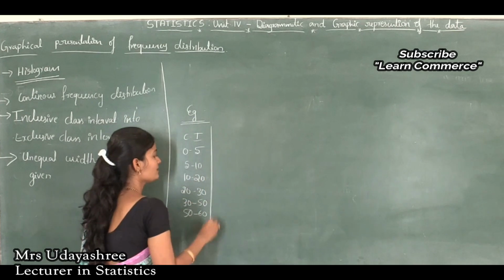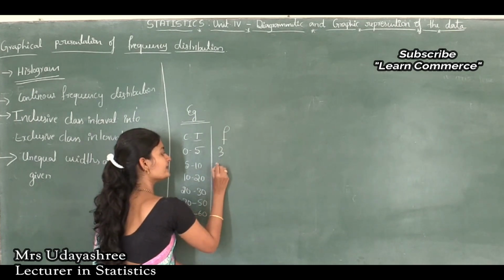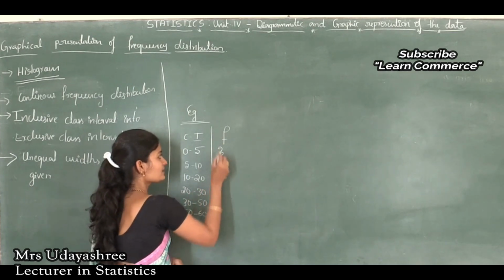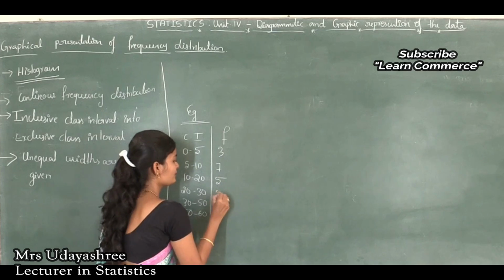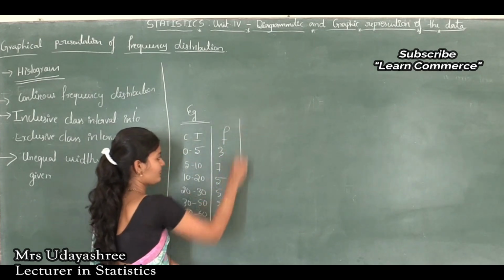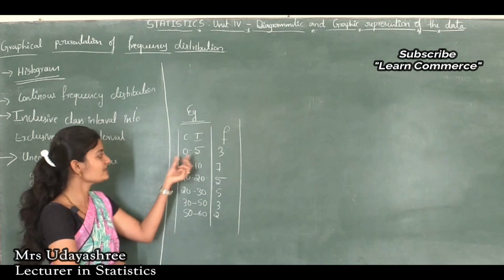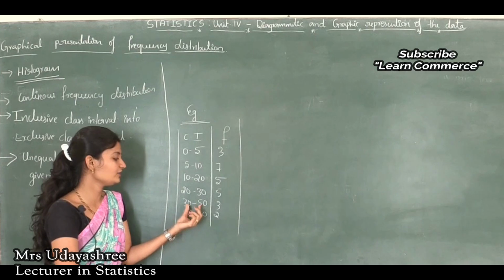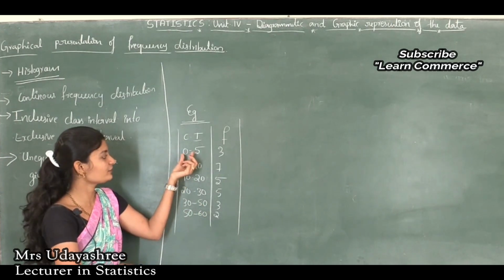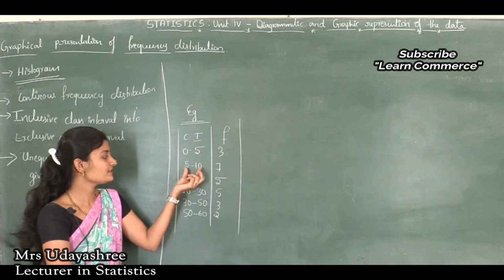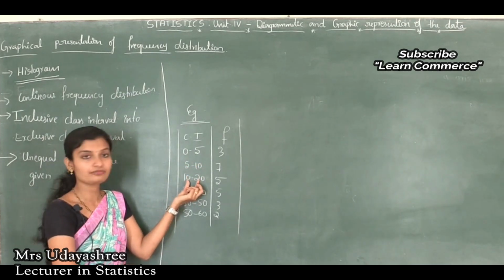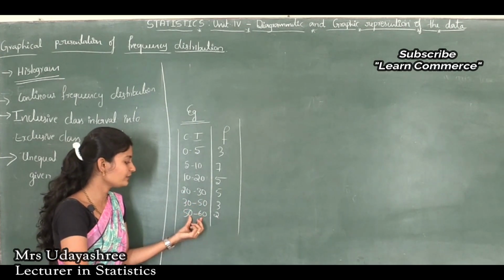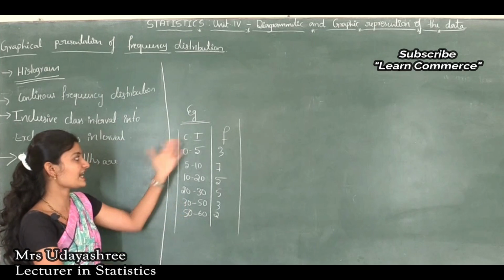Then frequencies are 3, 7, 5, 5, 3 and 2. These are the corresponding frequencies to this unequal width of class intervals. See here the class intervals are 0 to 5, 5 to 10, 10 to 20, 20 to 30, 30 to 50 and 50 to 60. The width of the first class is 5, here width is 5, here width is 10, here width is 10, here width is 20 and here width is 10. See here unequal width of class intervals are given.